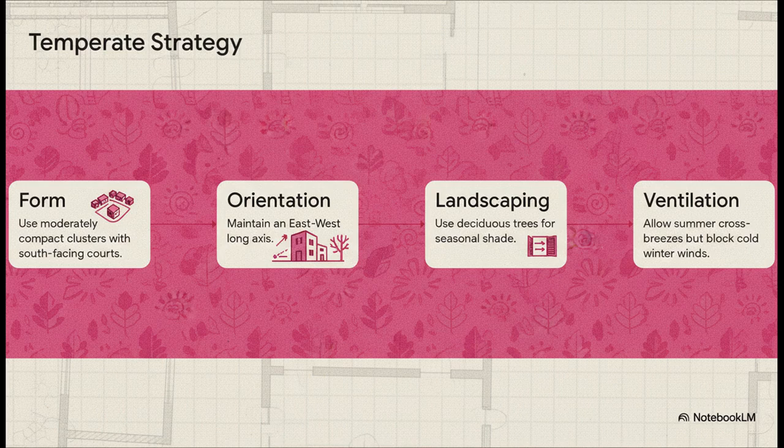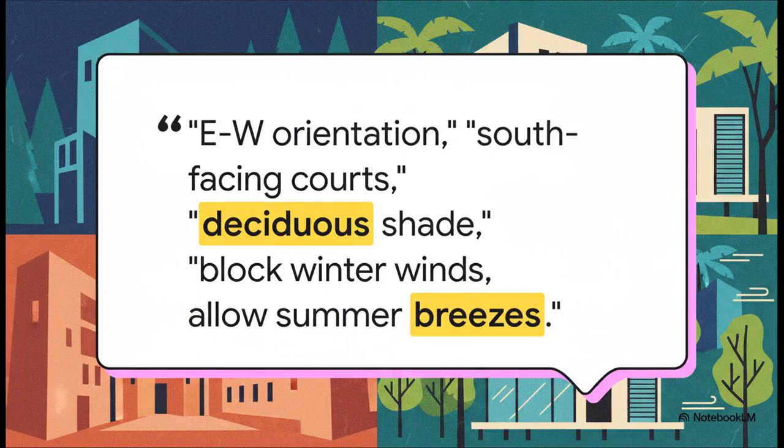But the real genius move? Landscaping. Specifically, deciduous trees. They're nature's perfect shading device, full of leaves to block the summer sun, and then they drop them in the winter to let that same sun in to warm the building. It's brilliant.